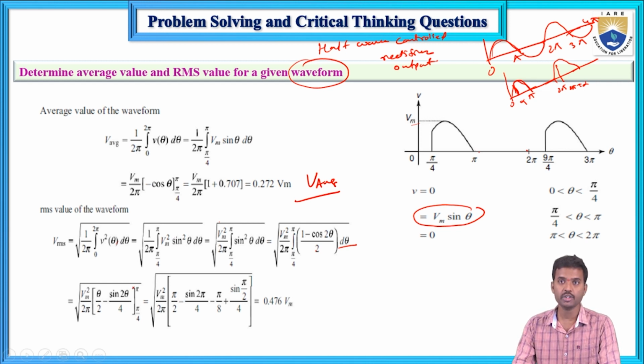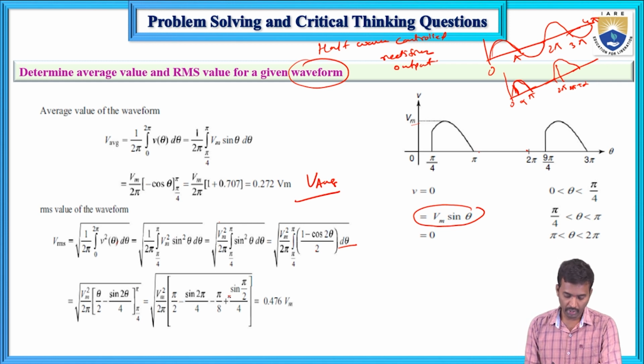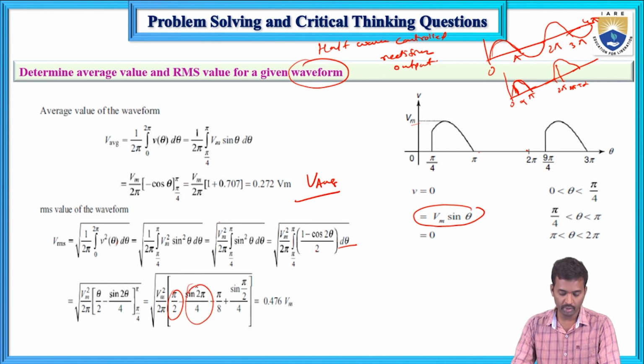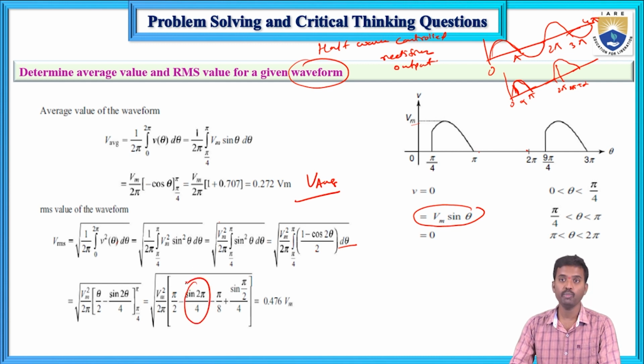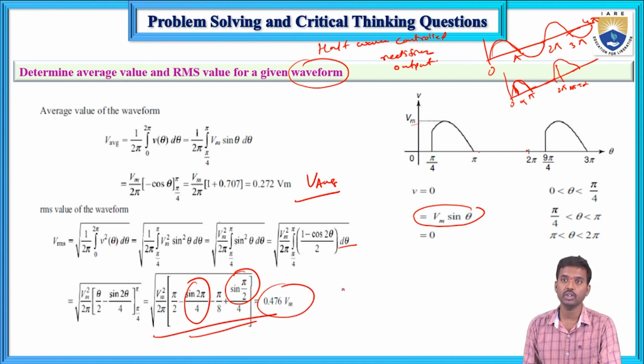Now substitute the limits pi by 4 and pi. That gives pi minus pi by 4 over 2, which is 3 pi by 8, plus sin 2 pi minus sin pi by 2 by 4. Sin pi, sin 0, sin 2 pi, sin 3 pi are 0, and sin pi by 2 is 1. If you simplify this, you get 0.476 Vm. This is the RMS value of this waveform, the half-wave controlled rectifier output, average value and RMS value.